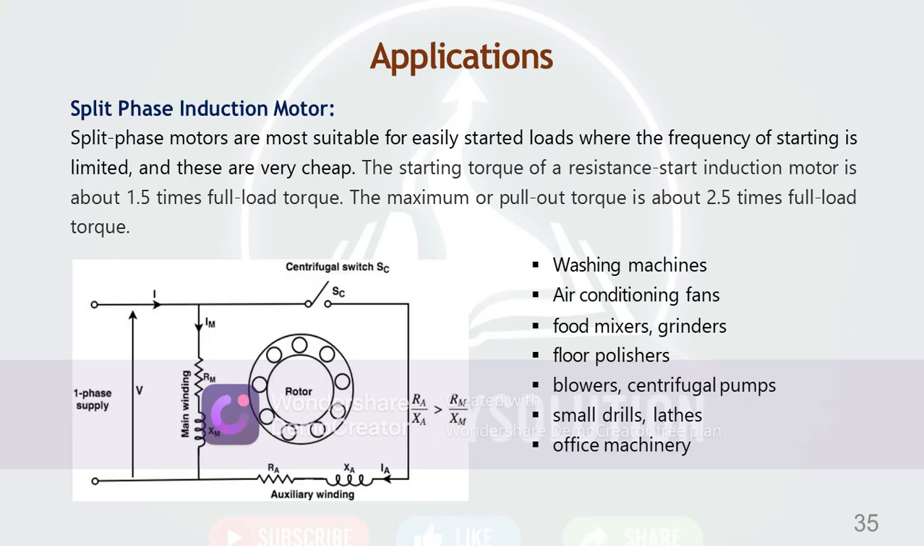We call it a resistance start induction motor, with about 1.5 times full load starting torque. The maximum pull out torque is about 2.5 times full load. Washing machines, air conditioners, food mixers, grinders, floor polishers, blowers, centrifugal pumps, small drills, lathes, office machinery: we require a split phase induction motor.